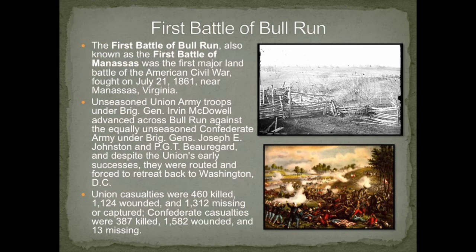Washington, D.C. This is where famed Confederate General Thomas Stonewall Jackson receives his nickname for standing like a stone wall against a Union volley of fire and rallying his troops to make a devastating charge towards Union forces, scaring the bejesus out of them. As Union soldiers broke ranks, 460 were killed, 1,124 were wounded, and roughly 1,300 went missing or captured. The Confederate casualties, while high, were still less: 387 killed, 1,582 wounded, and only 13 missing in action.